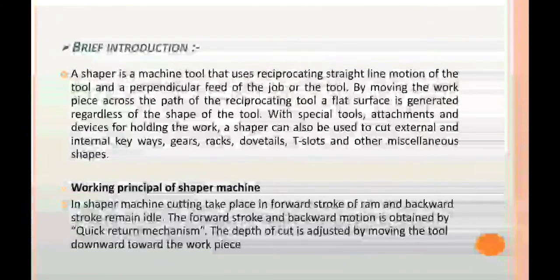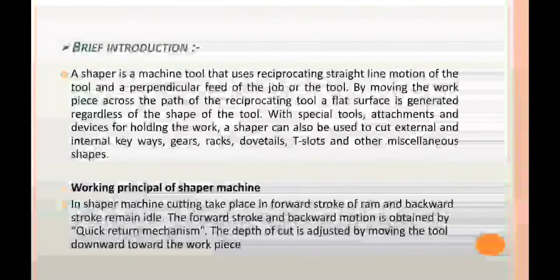A brief introduction: a shaper is a machining tool that uses reciprocating straight line motion of a tool and perpendicular feed of a job or the tool. By moving the workpiece across the path of the reciprocating tool, a flat surface is generated, regardless of the shape of a tool, with special tool attachment and devices for holding the work. A shaper can also be used to cut external and internal keyways, gears, racks, dowel, T-slot, and other miscellaneous shapes.